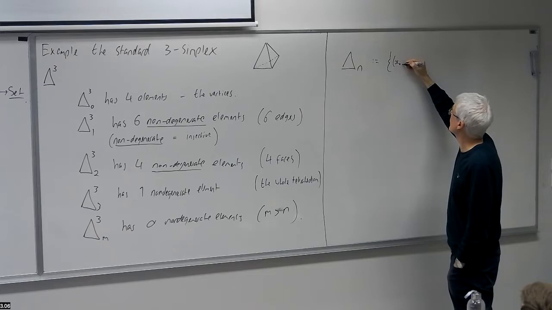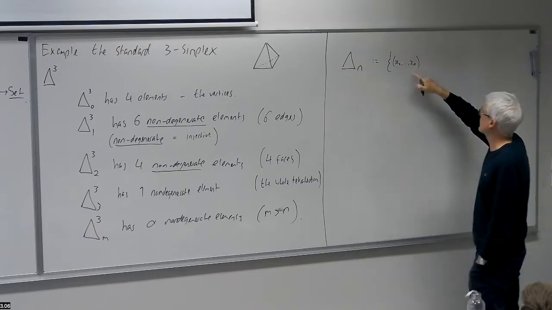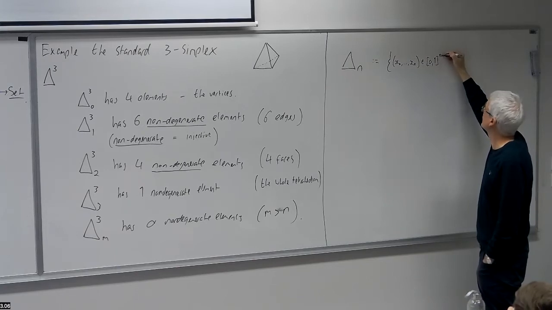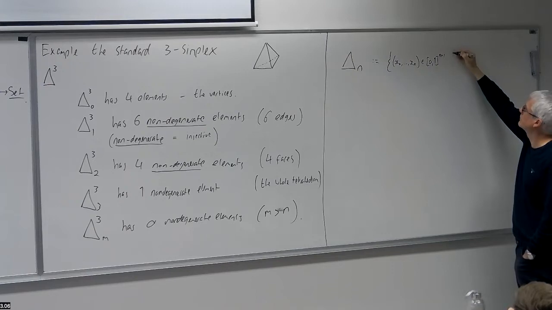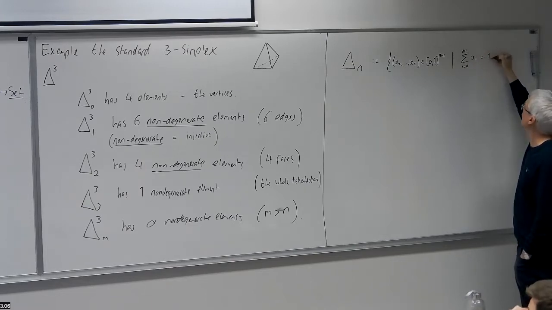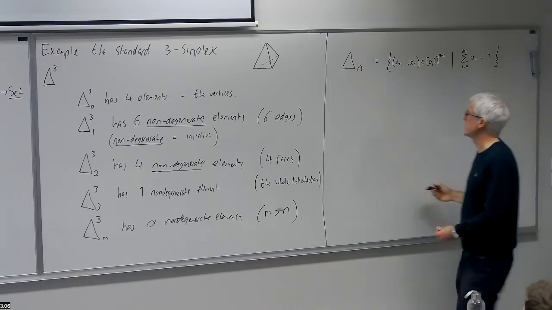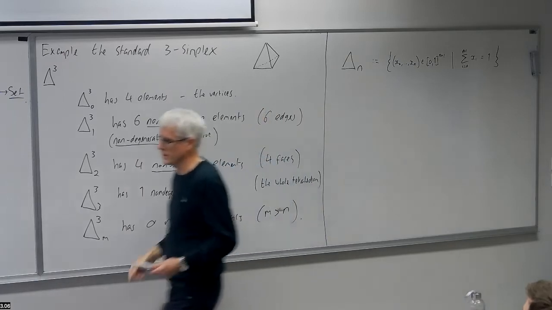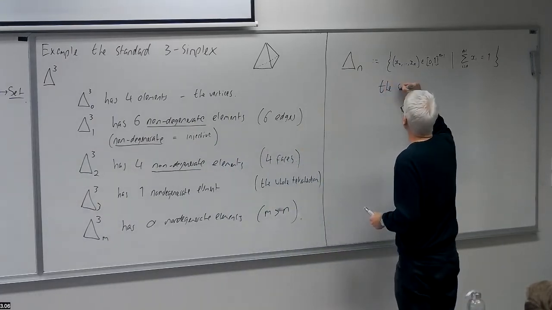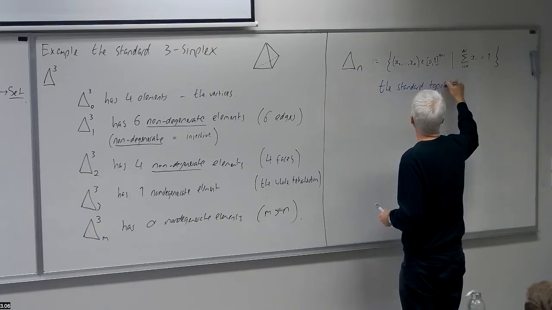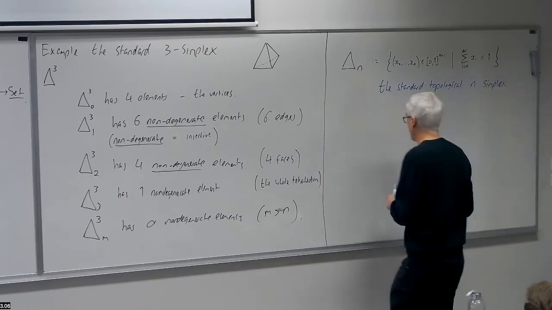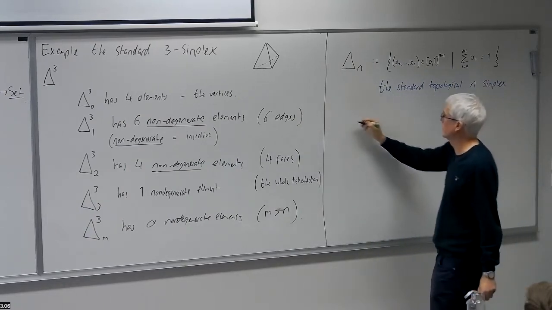So we're going to represent the n-simplex via n+1 numbers, x0 up to xn. They're all going to be non-negative, so they're all between 0 and 1, such that the sum of those numbers is 1. So this is a topological space as a subspace of Euclidean space in n+1 dimensions. So this is the standard topological n-simplex. And actually, this definition gives us a functor.